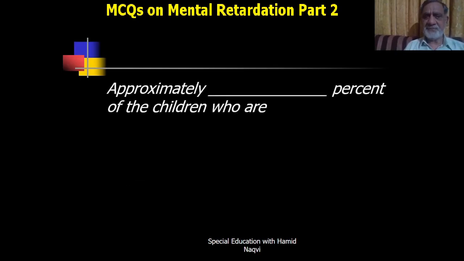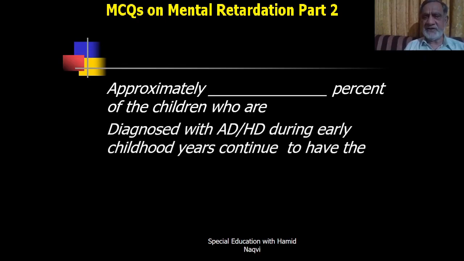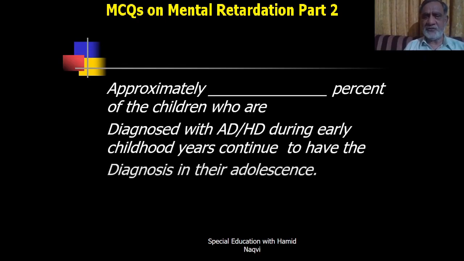Next question is, approximately dash percent of the children who are diagnosed with ADHD during early childhood years continue to have the diagnosis in their adolescence. 10, 20, 50 or 70. Correct answer is 70.